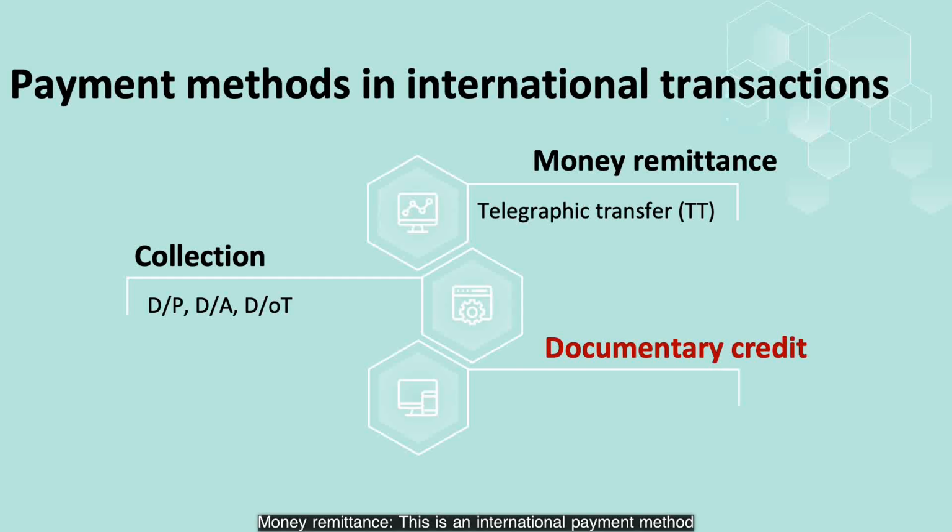Money remittance. This is an international payment method, the direct transfer of funds between individuals or entities from a country to another abroad. Collection, including methods like Documents Against Payment, DP, Documents Against Acceptance, DA, and Documents on Trust, DOT. Documentary credit, this is a form of payment guarantee, often used in international trade. These methods vary in terms of speed, security, and cost, catering to different needs in international transactions.